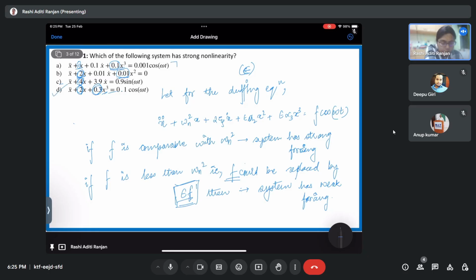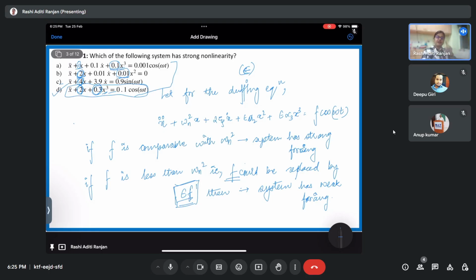I have these 4 options, right? If I would have any other option, then that would be correct. If I look at this equation, I would never say that it is having a strong nonlinearity, right? Because 0.3 is very small as compared to 2. But since I have to choose among these 4 which has the strong nonlinearity, option D is correct. But if I have only option D, then I would write no, this does not have a strong nonlinearity.